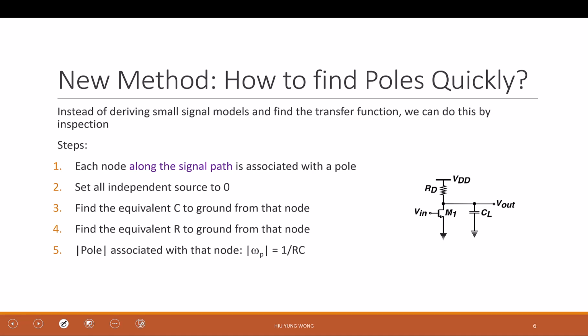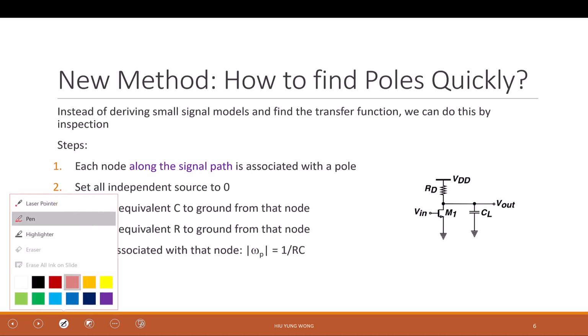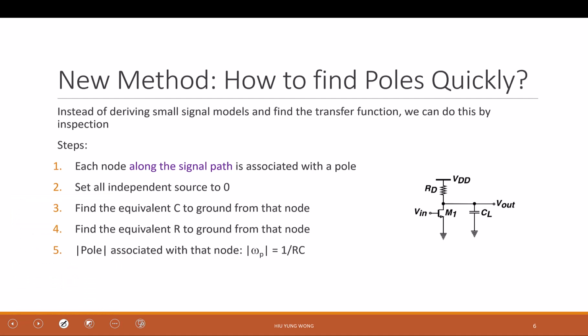This is the method I mentioned last time. And actually, after the class, I realized that I said something wrong about how to find the pole in the input, but it's a good exercise, a good mistake that you can learn from me. But first of all, we figure out what is the path from input to output. And then we find out how many nodes we have along this path.